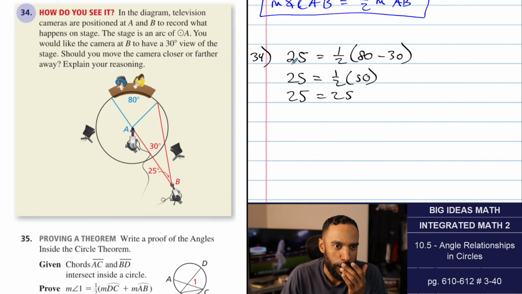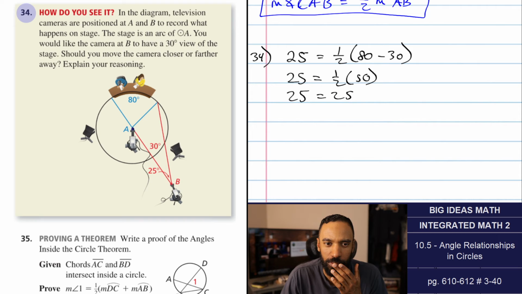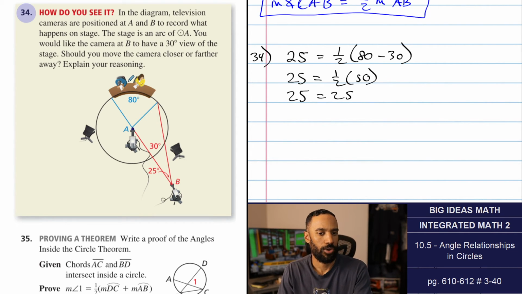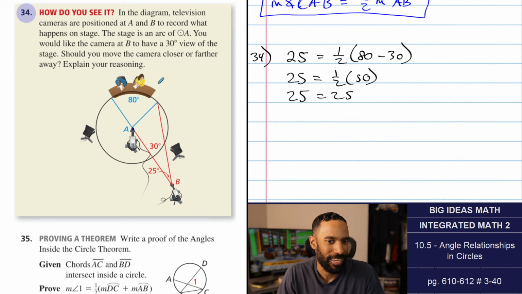The stage is an arc of A. You would like the camera at B to have a 30-degree view of the stage. Should you move the camera closer or farther? Are they saying, wait, is this the stage? Television cameras are positioned at A and B to record what happens on stage. The stage is an arc of circle A. Is this what they call the stage? If this is what they call the stage, you'd want the camera to be closer, right? So that's the only part I don't get. I guess they want that part to be close. I guess they'll just say closer.